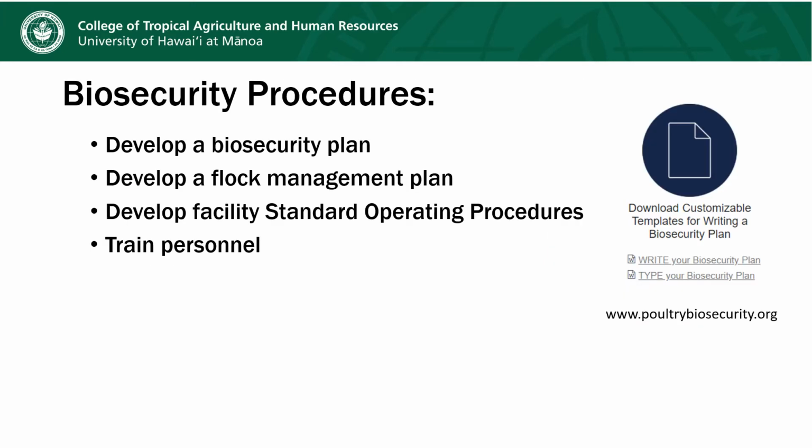These are the steps that you will take to implement your biosecurity management plan. First, you will develop a written biosecurity plan. The website poultrybiosecurity.org has some templates that you can use. The flock management plan will be a part of that, and you will need to develop standard operating procedures as a part of these plans. Lastly, all of your personnel will need to be trained on these.